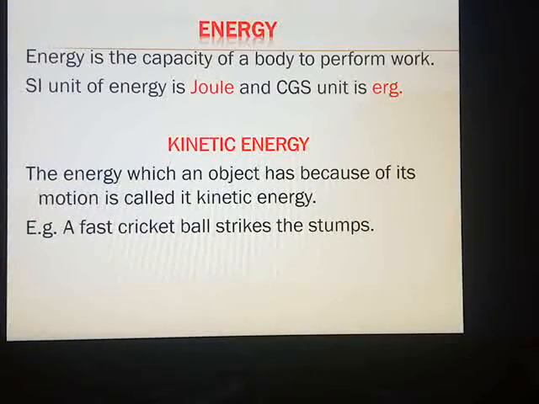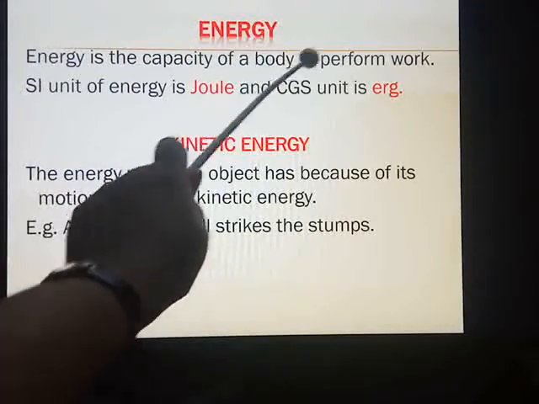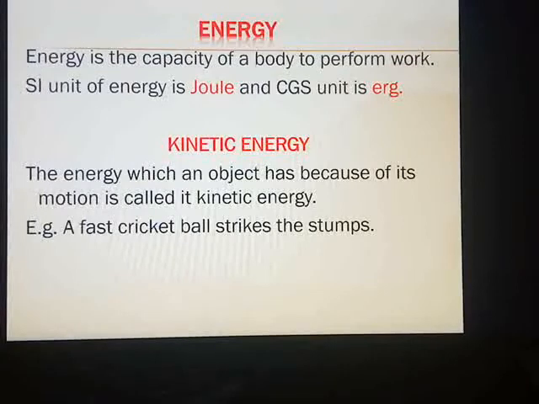The name of the chapter is work and energy. We begin with energy. All of you know what energy is. Unless and until your energy level is high, you lack the capacity to perform any work. So how can you define energy scientifically? Energy is the capacity of any object, any body, to perform work. Now, as I have told you, for energy to be utilized, work has to be done.